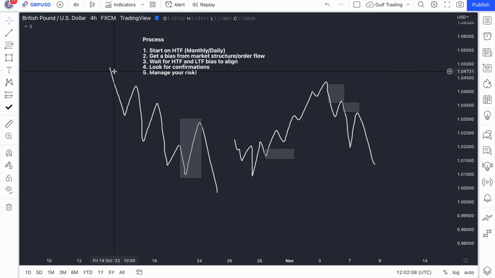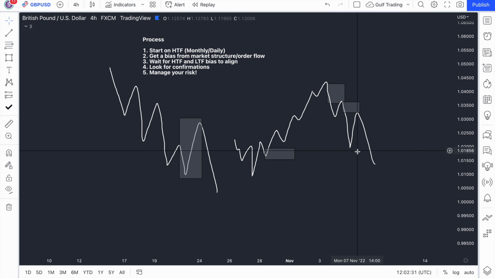So now our higher time frame is bearish and our lower time frame is bearish, which means we have confirmation to go short. And step 4, look for your confirmation. Either order flow, change of character, whatever it is that you trade. Once liquidity has been taken, you can get in. And step 5, manage your risk. So you know where your stop loss is. Target. I target 1 to 3.